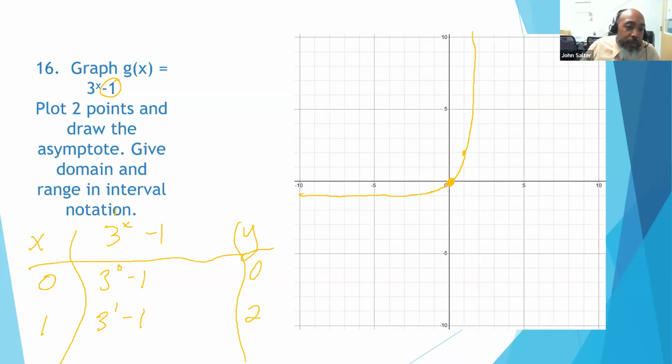There we go. Give the domain and the range in interval notation. My domain is how far left to right it goes. In this case, my domain is going to go from negative infinity to positive infinity. I have no breaks, no asymptotes, no nothing. My range, how far down and up is it going to go? Well, the lowest point it's going to have is going to be right at my asymptote, but never touching it. So from negative 1 all the way up to positive infinity.